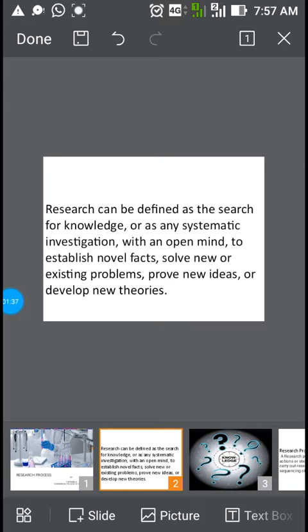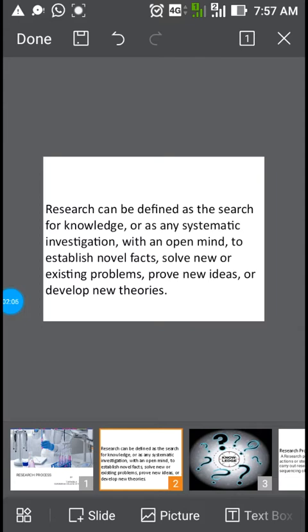So in research, either we need to find out new things or we need to explore the already established things. Either we give new ideas or we develop new theories, or we give solutions to already set up problems.